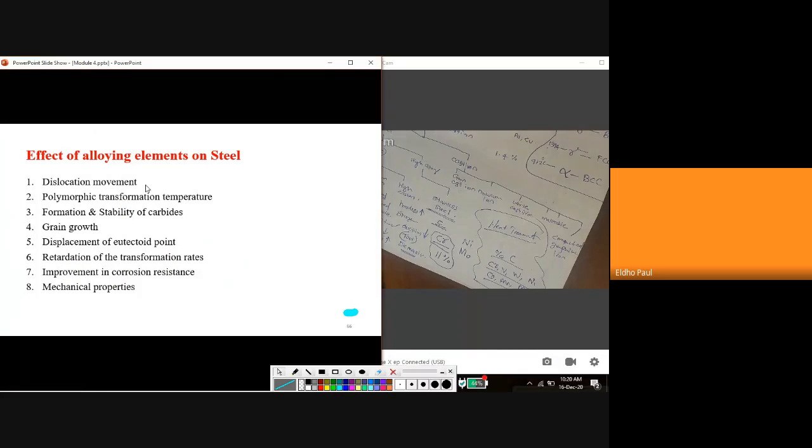Any doubt in that? Any doubt based on this effect of alloy elements on steel or based on the classification of steel?